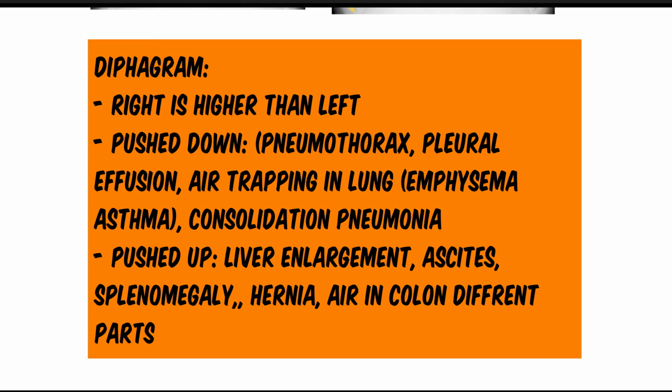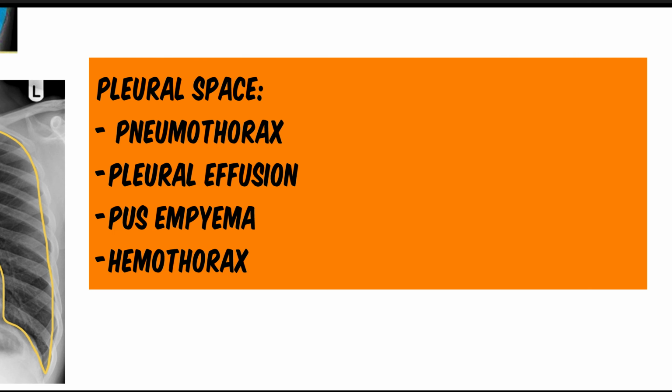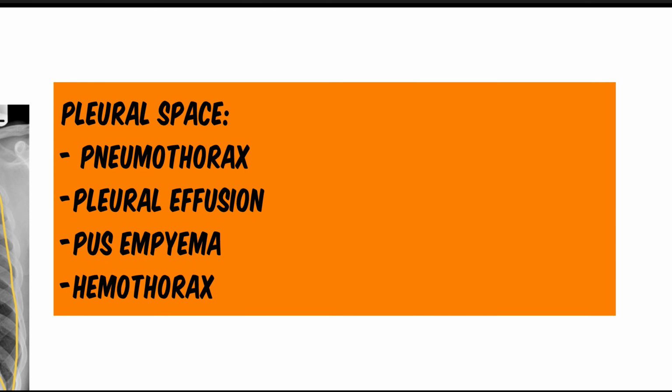If it's pushed up, it can be due to liver enlargement, ascites, splenomegaly, hernia, or air in the colon, such as the transverse or the hepatic flexure or the splenic flexure of the colon. In the pleural space, if there's air trapped inside it, this could be due to pneumothorax. If you see any abnormalities in the pleural space, it could be due to pleural effusion or empyema or hemothorax, which is basically blood inside the pleural cavity.